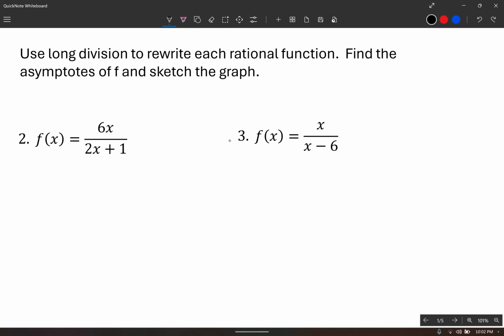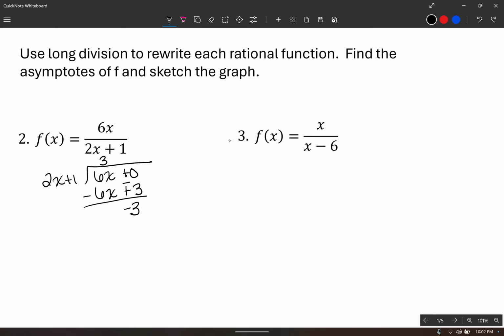You can confirm what you come up with if you want, but it's not necessary. All right, so we are dividing the 6x by 2x plus 1. And again, I'm going to put that placeholder of 0 out there. So I take the 6x, I divide it by 2x, that gives me 3. Then I multiply. 3 times 2x is 6x, 3 times 1 is 3, and then I subtract, so 6x becomes negative, 3 becomes negative, and I have a remainder of negative 3.